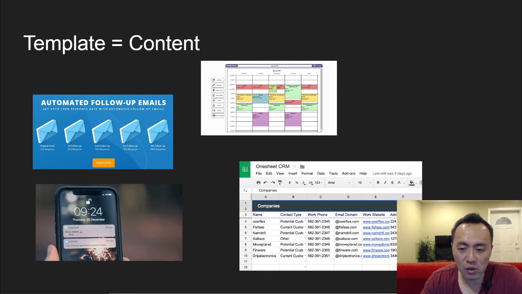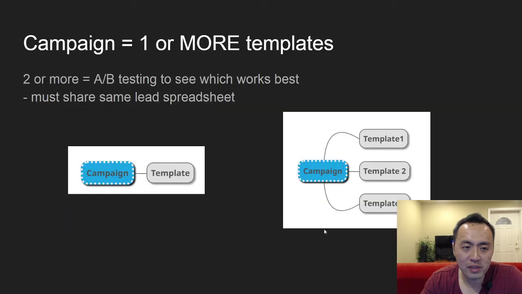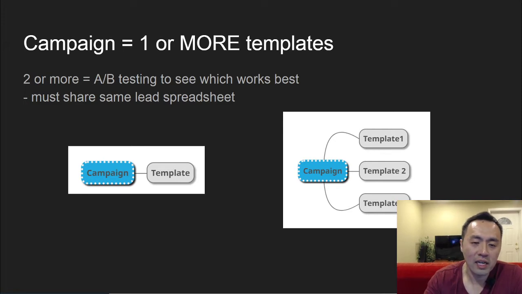So it's those things, and each campaign has to have at least one or more templates. Obviously it needs at least one because it needs to know what to say, right? But you can have multiple templates, because if you have multiple templates, we will automatically test them for you so that you know which template works best.